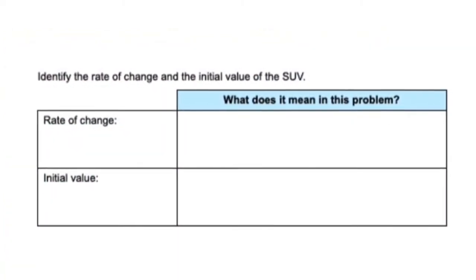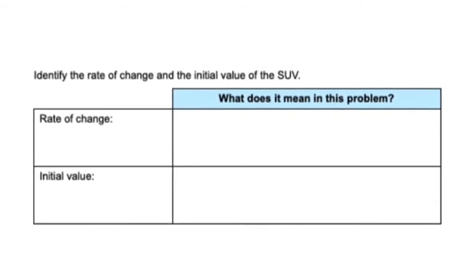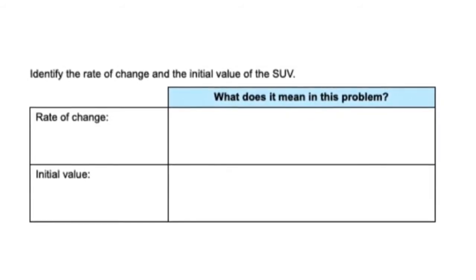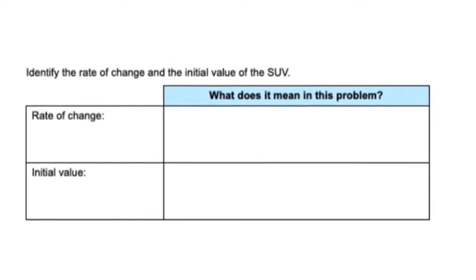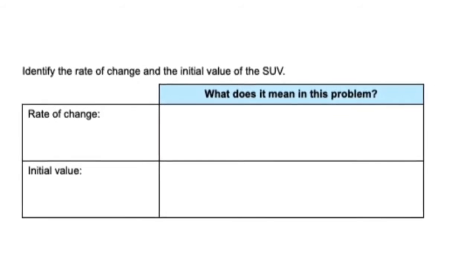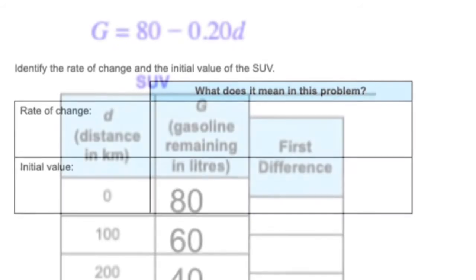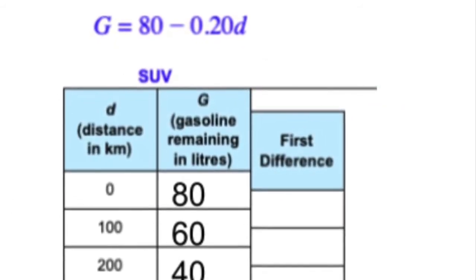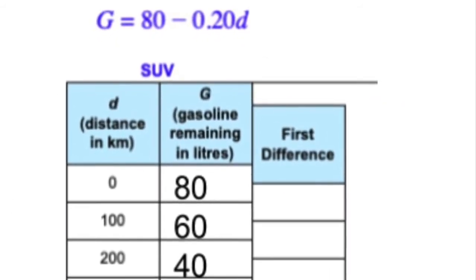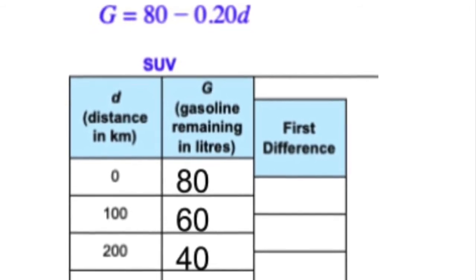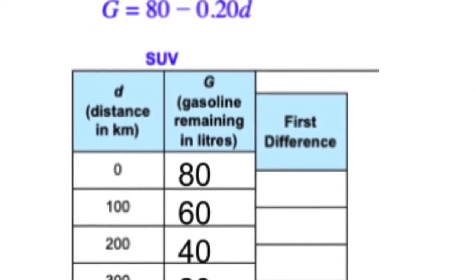So today what we're going to start off with is talking about the rate of change and the initial value of the SUV. We talked a lot about the SUV yesterday, and we're going to continue talking about it today. So if I look at the table of values and the equation, I can easily find the initial value. The initial value is obviously 80.